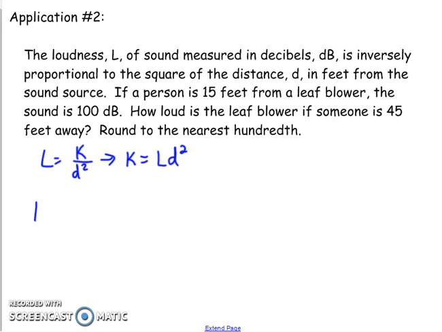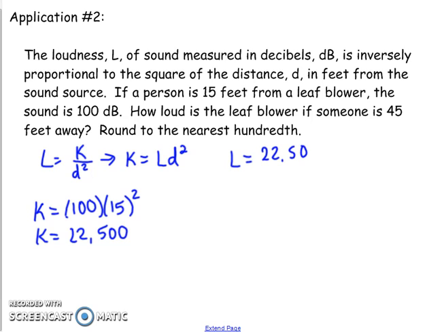So we can plug in what we know. So K equals, if a person is 15 feet from a leaf blower, the sound is 100 decibels. So L is going to be 100. And then the d that we have is 15. And then we're going to square 15. So K is going to be equal to 22,500. So now that we know what K is, we're going to write our function. So L equals 22,500 over d squared.